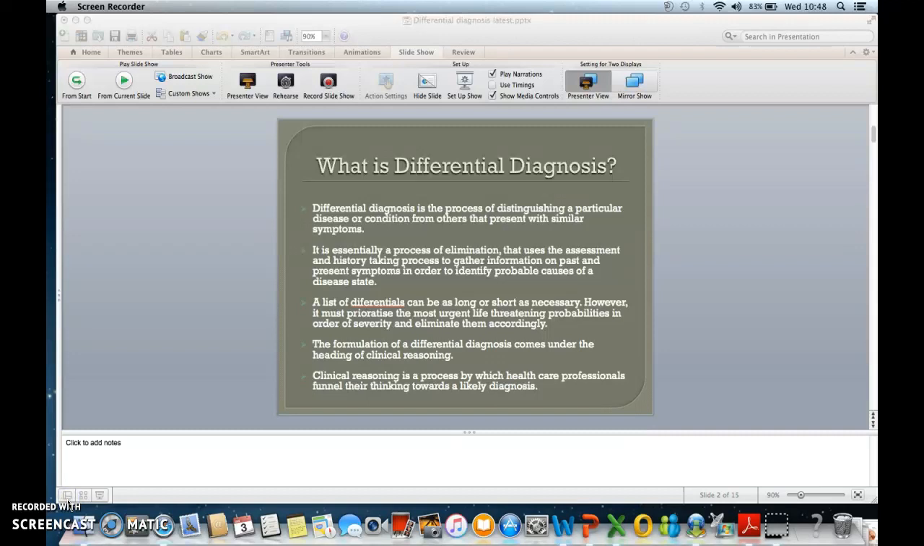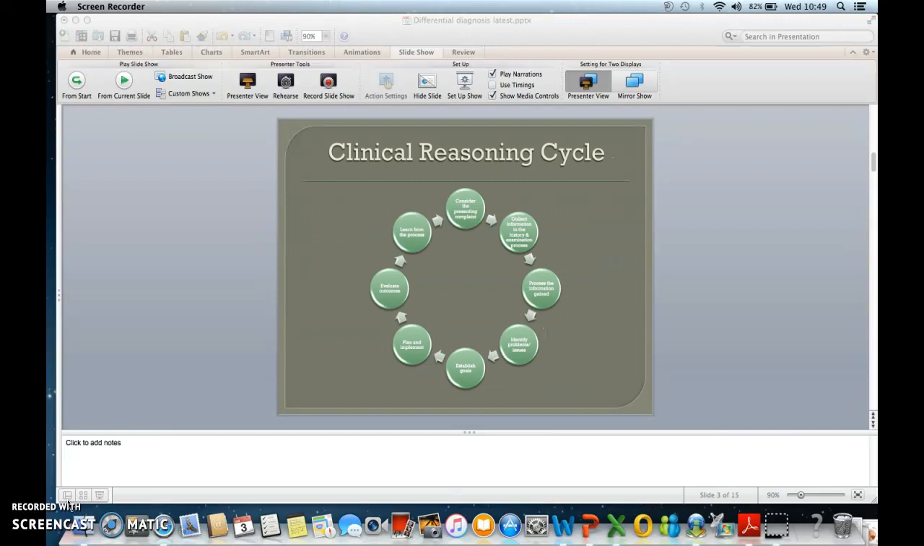The formulation of a differential diagnosis comes under the heading of clinical reasoning, and clinical reasoning is a process by which healthcare professionals funnel their thinking towards a likely diagnosis. So, there are 8 stages to the clinical reasoning process. Number 1 is consider the presenting complaint. Number 2 is collect information in the history and examination process.